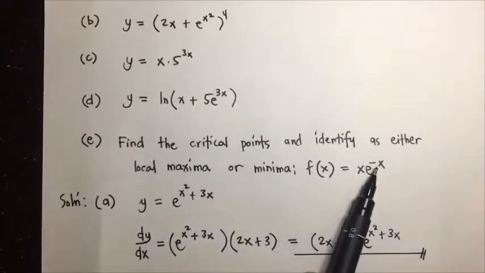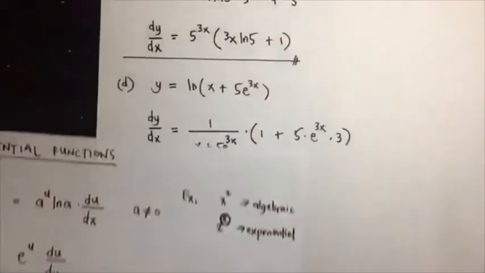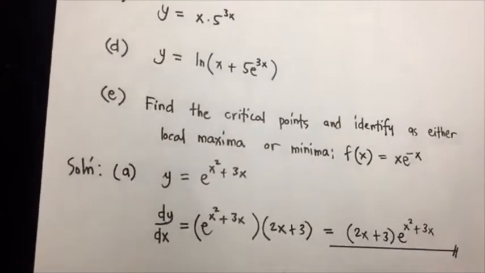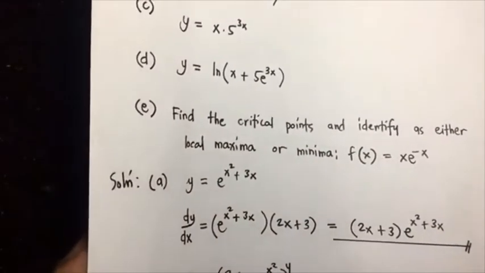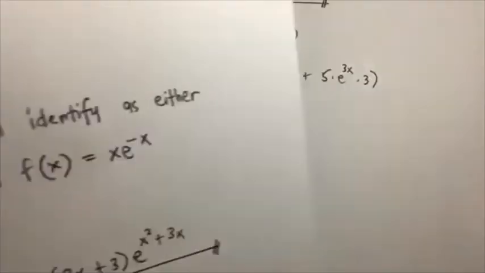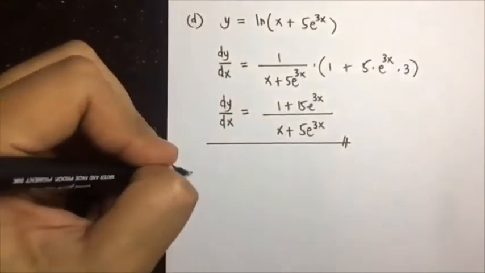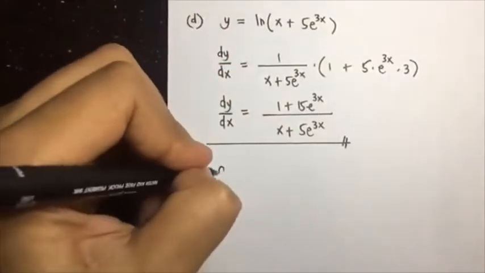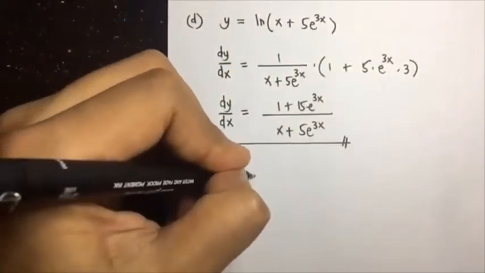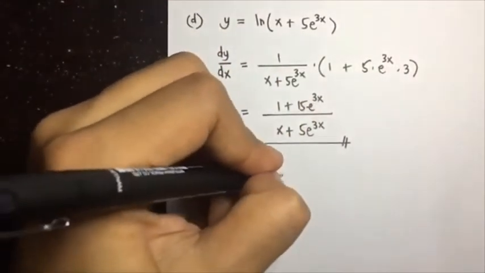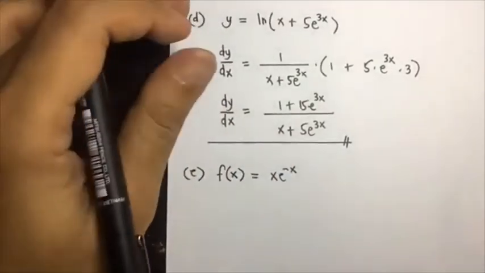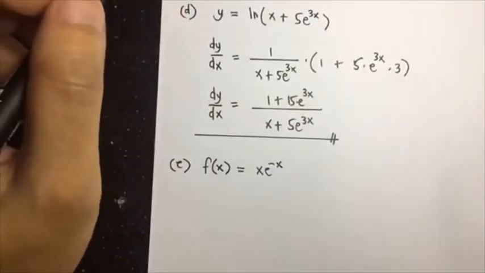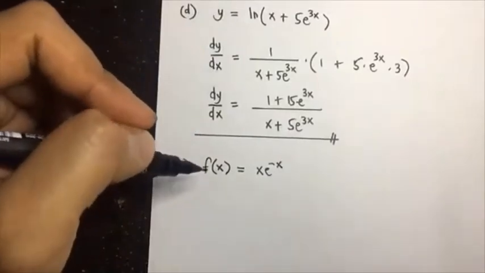negative x. So find its local maxima or minima. Okay, so for letter E, we have f of x is equal to x e raised to the negative x. Okay, so we need to find the local maximum or minimum.